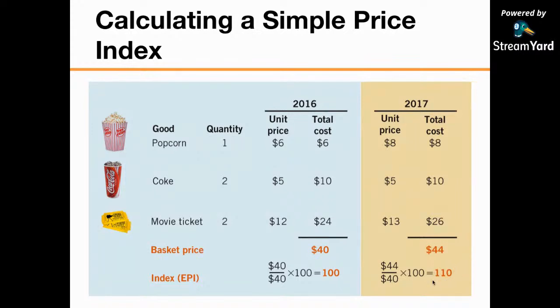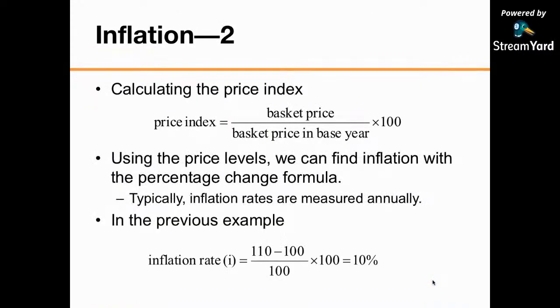Now we have our base year number of 100 for the index, our new year of 2017 index, that's 110. Then they plug that into this percentage change formula, which is just new year minus base year divided by base year times 100. That gives us a percentage and a 10% increase in inflation. If this number is positive, that means that inflation happened. We had an increase of inflation of 10%.